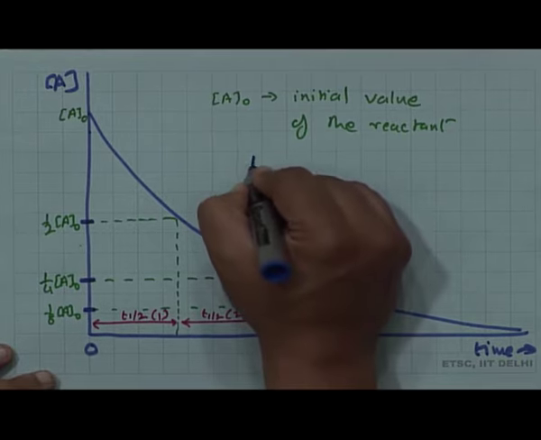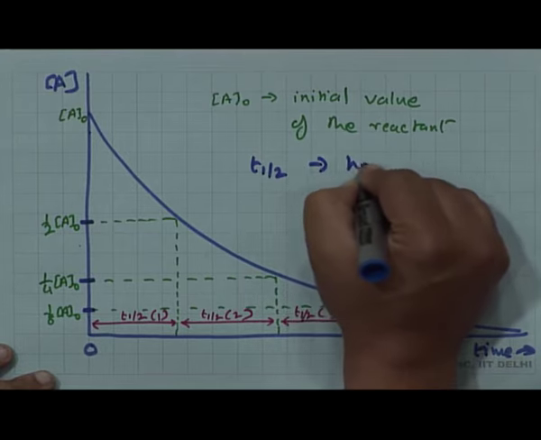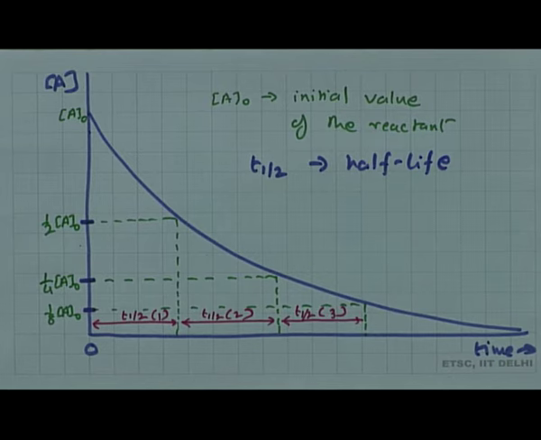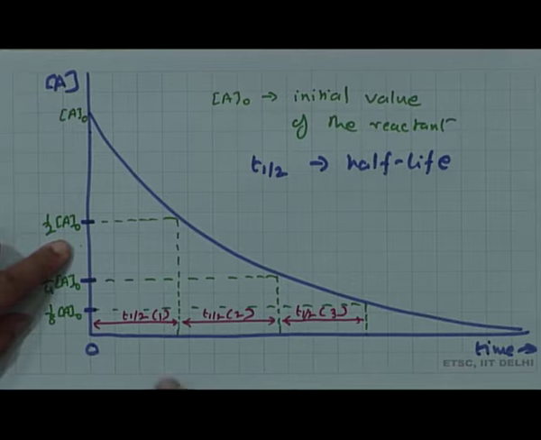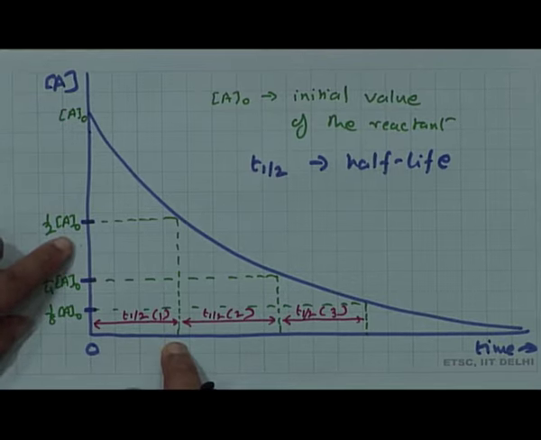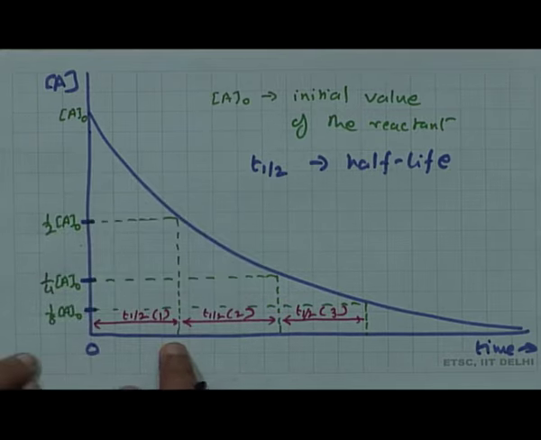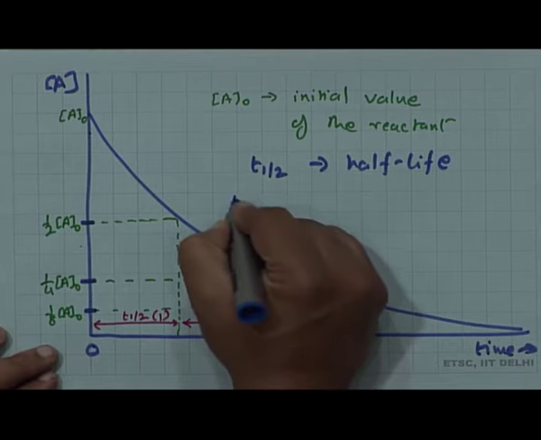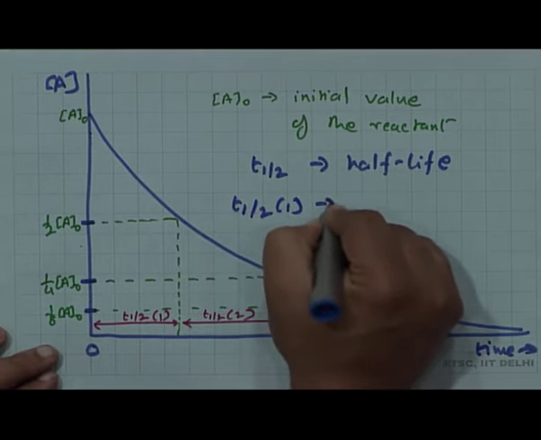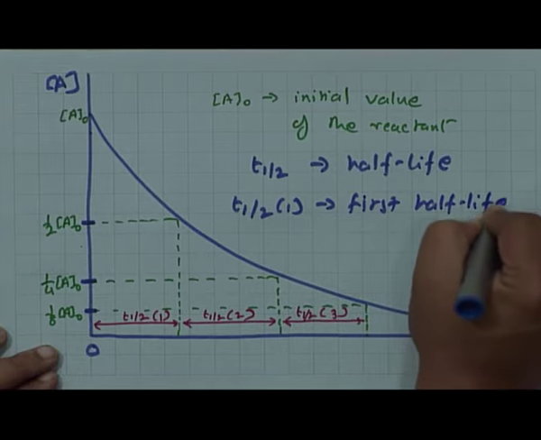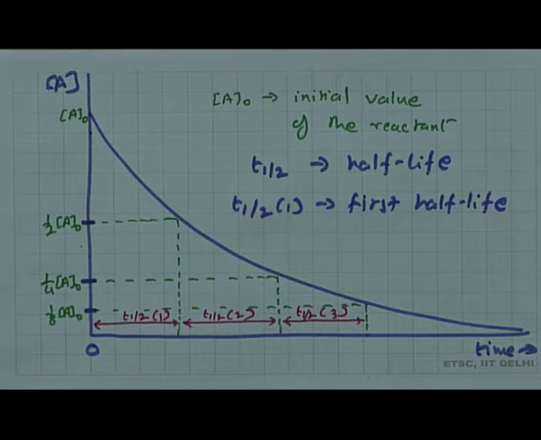This T half is referred to as the half life, that is the symbol of half life that we always use, right. When I go from A naught to half A naught, the time it takes me to go to half of my initial concentration is T half, right. Now, we see here in red I have written T half 1. T half 1 means the first half life. Then what about T half 2? T half 2 is the second half life.